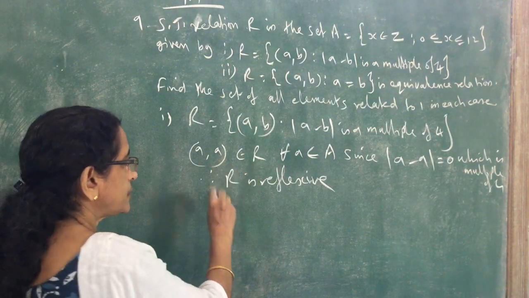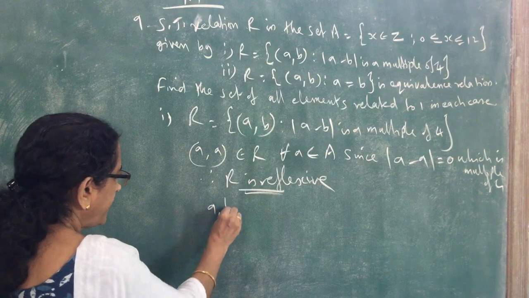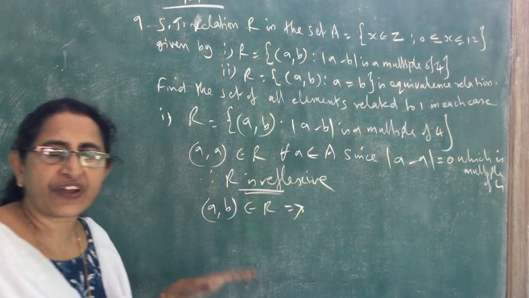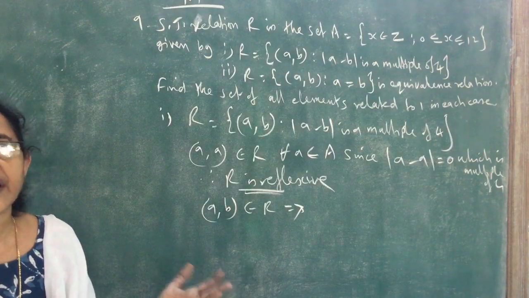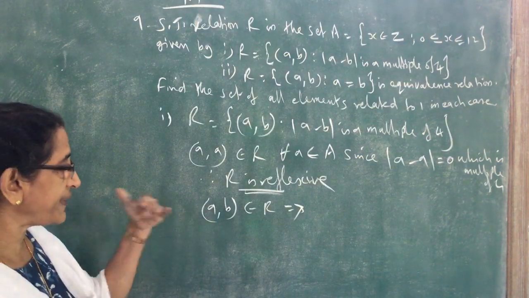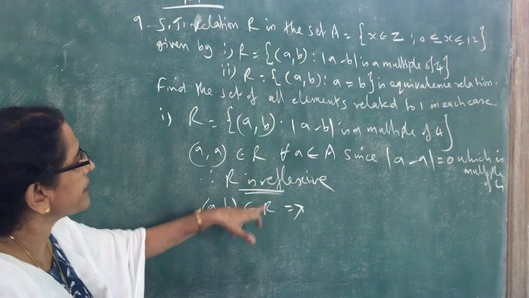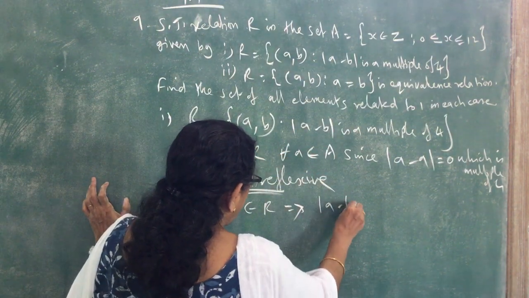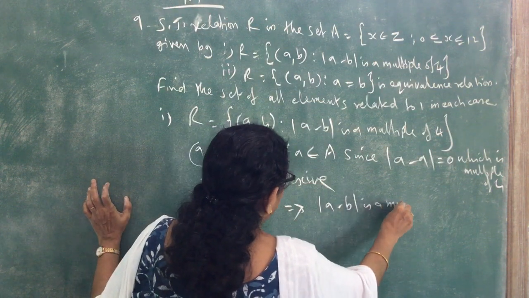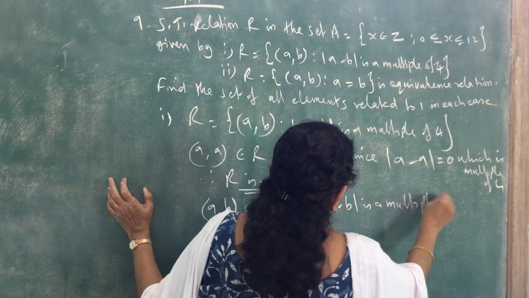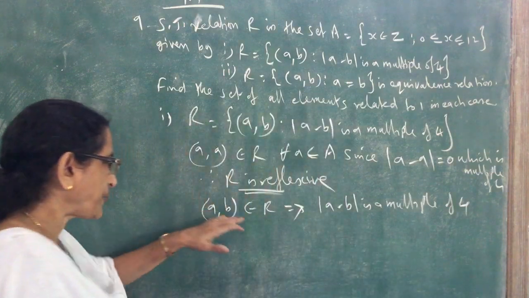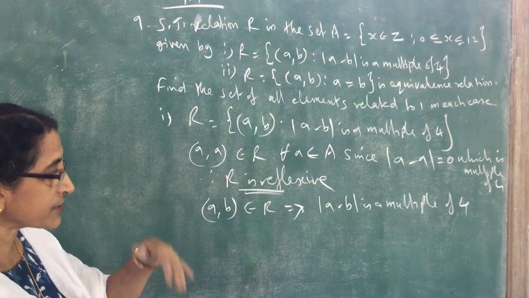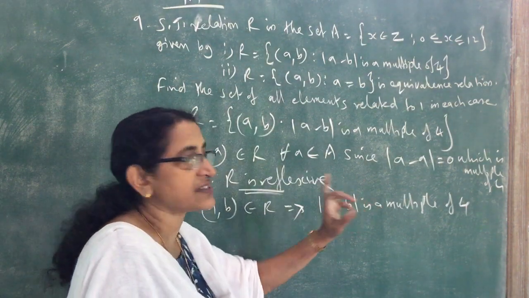For that, we have to consider (a, b) belongs to R. We have to prove that if (a, b) belongs to R, then the ordered pair (b, a) belongs to R. So (a, b) belongs to R implies what? Modulus a minus b is a multiple of 4. So we should get modulus b minus a is a multiple of 4.